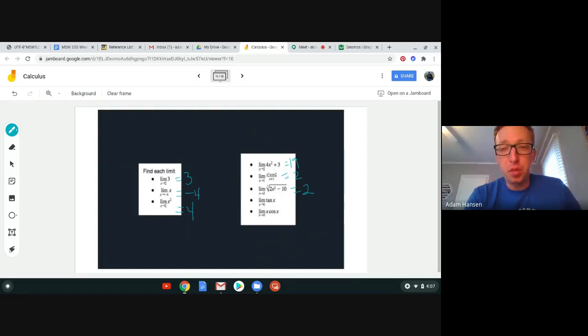The limit as x approaches 0 of the tangent of x. Substitute in 0 for x. Evaluate that by doing the tangent of 0. The tangent of 0 should be 0.